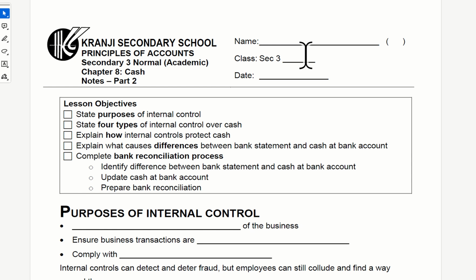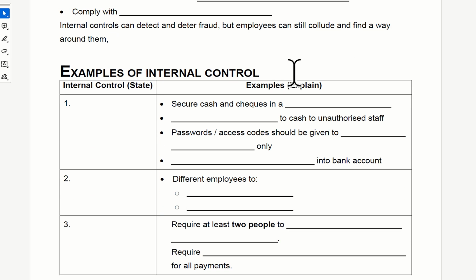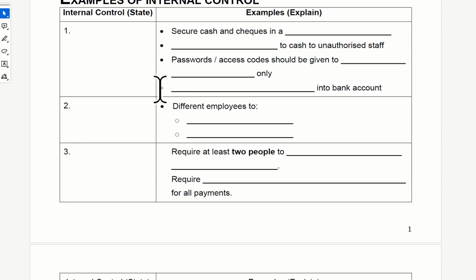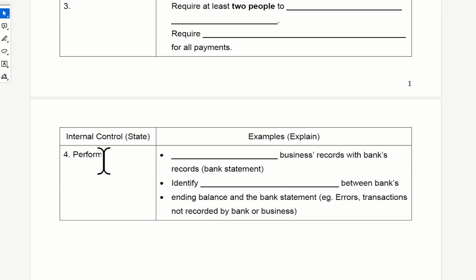Previously, you learned that money is quite easily stolen. Even money in the bank is easily stolen by employees of a business. Therefore, businesses need to put in some internal control to make sure that money as an asset is safeguarded. In the previous chapter, you learned that there are various examples of internal control, one of them being bank reconciliation.